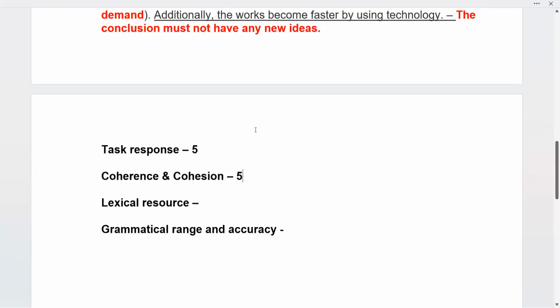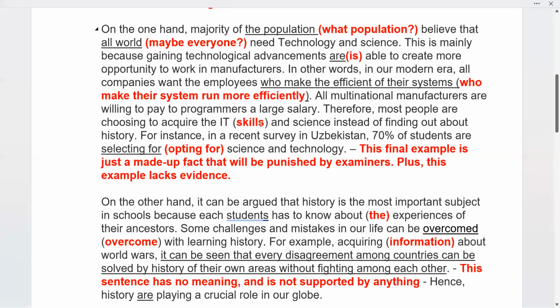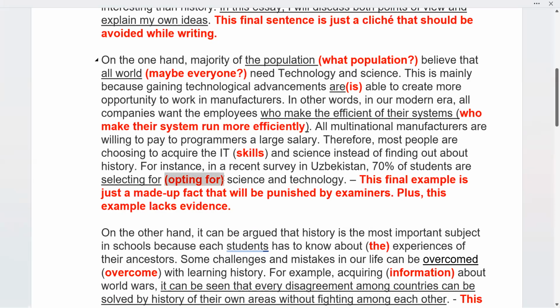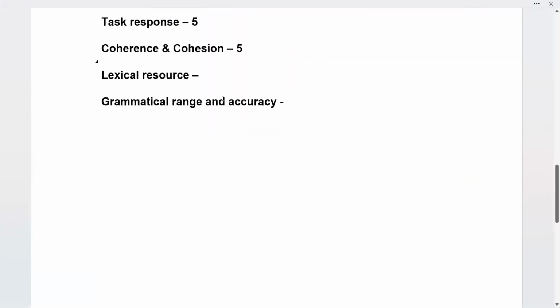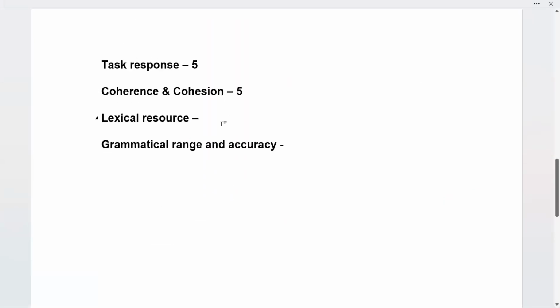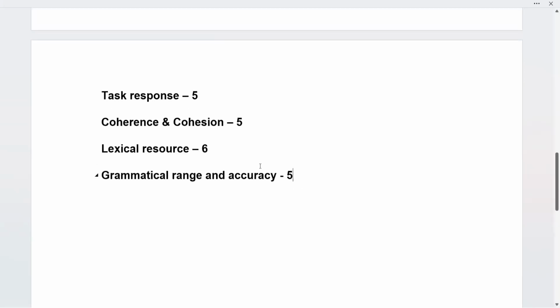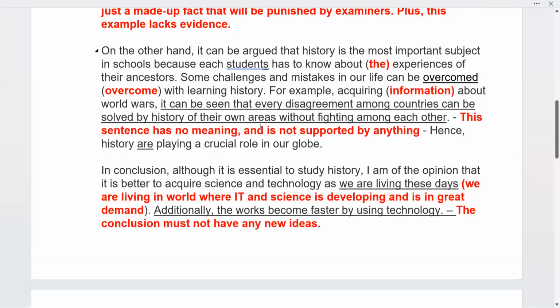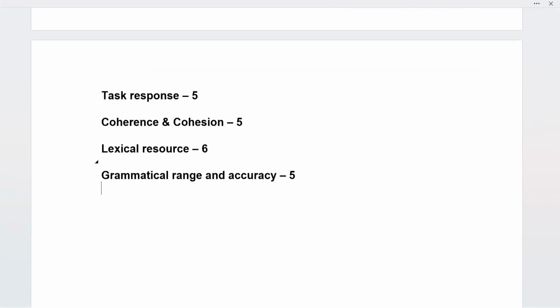Well, the lexical resource seems a bit better, although there are some mistakes, there are some problems. But the lexical resource part deserves a 6. But grammatical range and accuracy is the most problematic part, and this part will actually get something like a 5. So this basically is the score that this person is going to get. If there had to be an overall score, I would give this person a band 5.